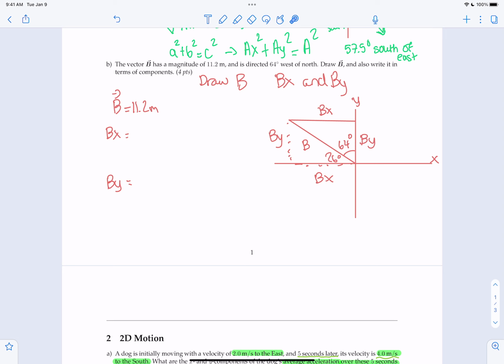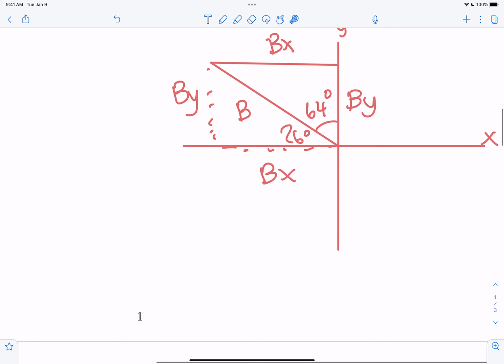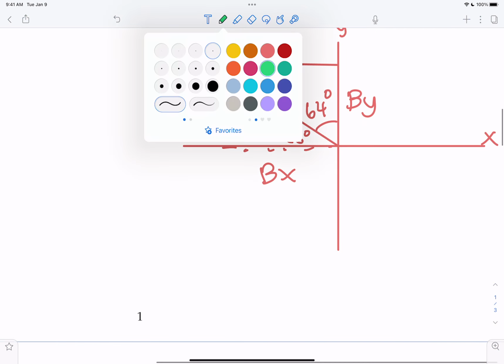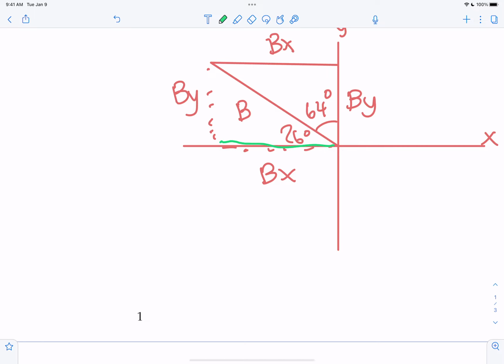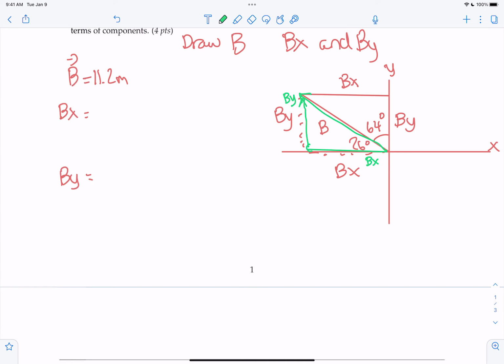Or actually, no, I take it back. What you can do is actually just go this way. My bad. You can go bx like this and by like that, and you can have the resultant vector like this. So never mind, you can do either way and that will work. You don't have to adjust your values or anything like that. If you wanted to use the 26 degrees, go ahead and do that. You'll end up getting the same answers for by and bx.